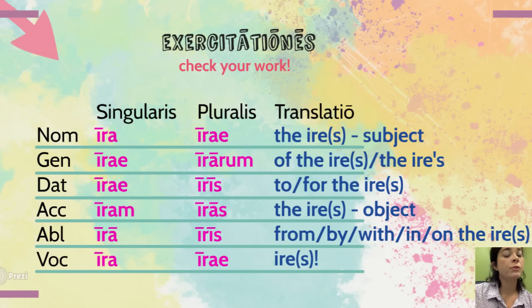Now, of course, remember you aren't responsible for any of the macrons except for the ablative singular ending. That is the one we're really going to make sure you know, which is the most important one. But know that we're always going to include the other macrons just for your pronunciation reference. So again, this would translate as the ire or the anger, whichever one you chose to write, of the ire or the ires, to or for the ire, from, by, within, on the ire, and ire.